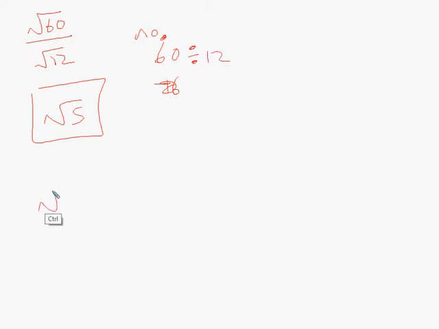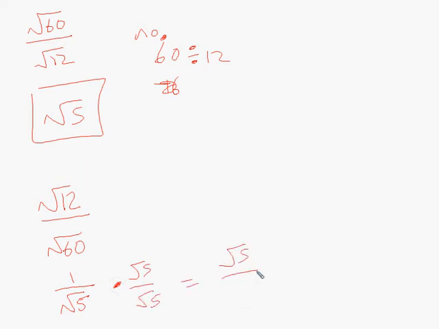Alright, but what if I had this? Now when I simplify, what's on top? 1. What's on bottom? Square root 5. I cannot leave a square root 5 in the denominator. So I'm going to multiply by root 5 over root 5, which equals root 5 over root 25. What's the square root of 25? 5.